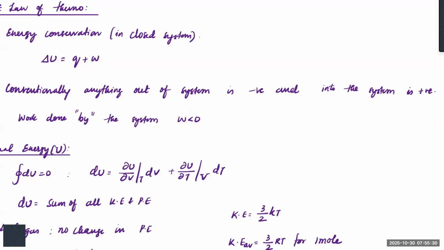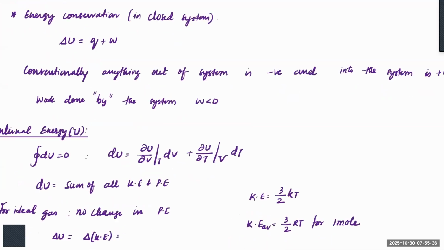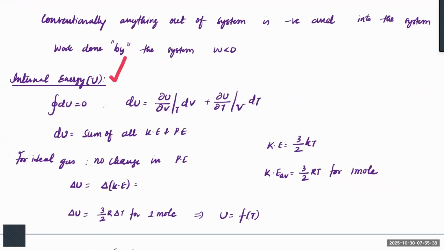Heat is given to the system, positive. Heat is taken out of the system, negative. Next, internal energy. Because it is a state function, the cyclic integral of dU is zero.